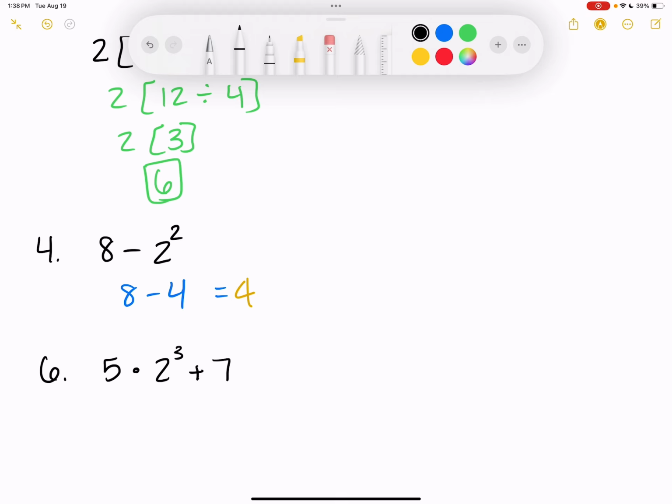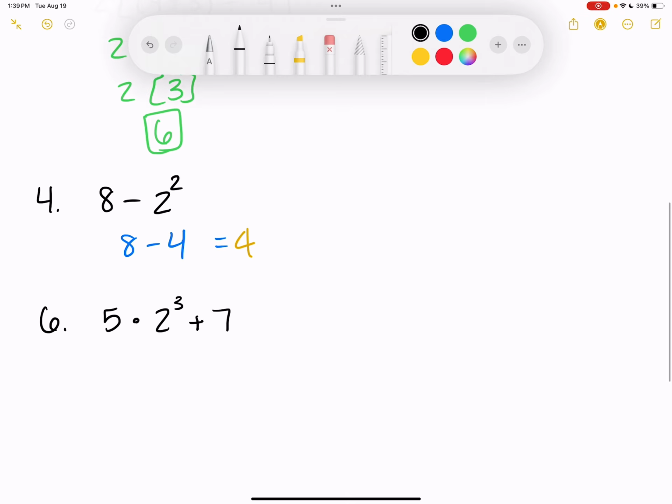Alright, so I don't have grouping symbols, so what would my first thing I need to do be? The exponent. So 2 cubed would be what? 8. Yep. So then I've got 5 times 8 plus 7. What's the next thing I have to do? Yep, 5 times 8, which is 40, and then plus 7 is? 47. Yep, 47.